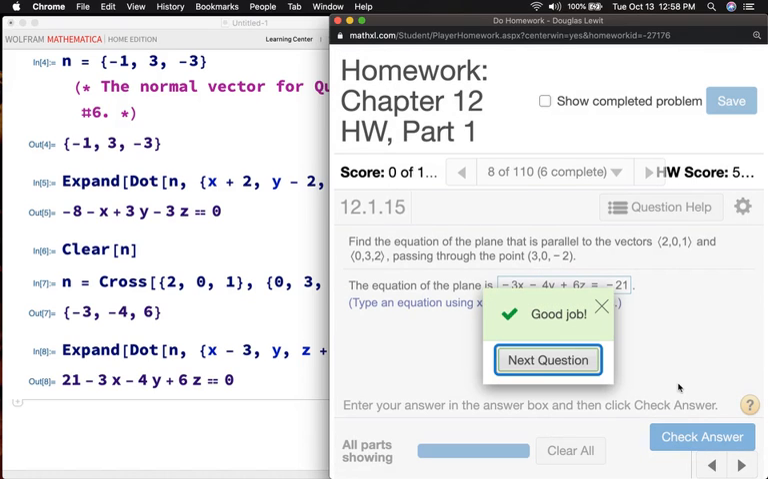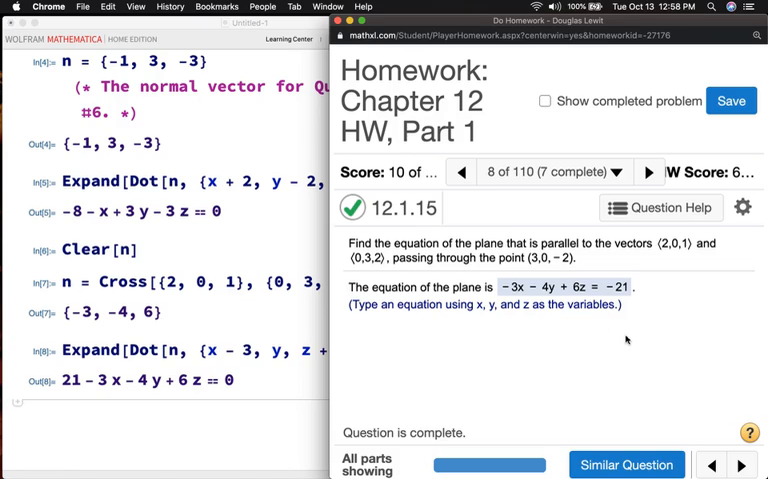Okay, so I stand corrected. Pearson, I've noticed a lot of times, wants the number on the right side to be positive, which is not a big deal. Then you just multiply the entire equation by a negative 1, and then you would have 3x plus 4y minus 6z is equal to positive 21, which is really the same thing.